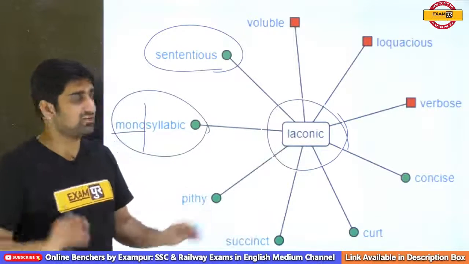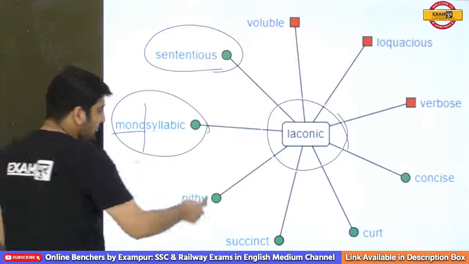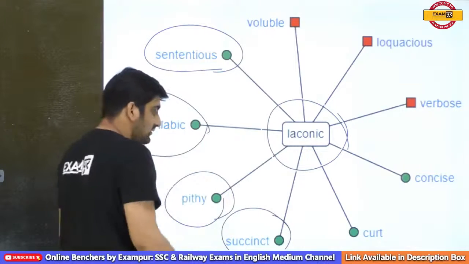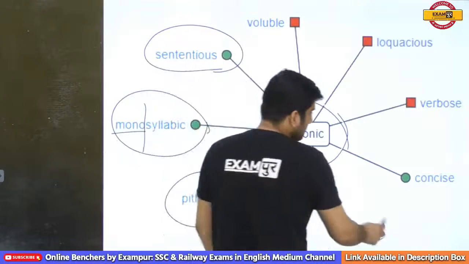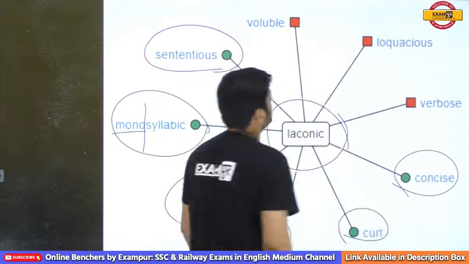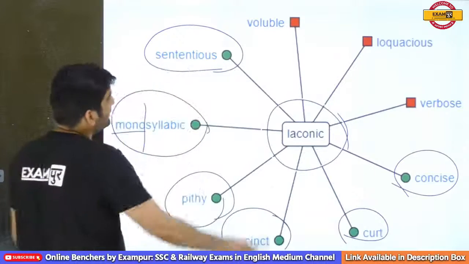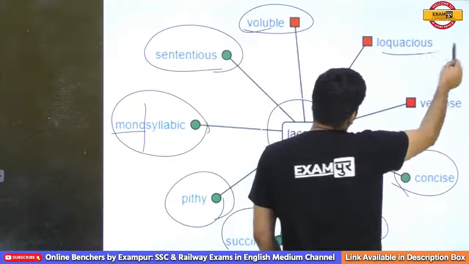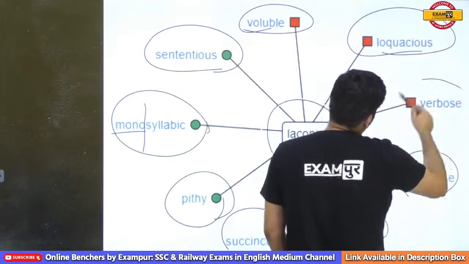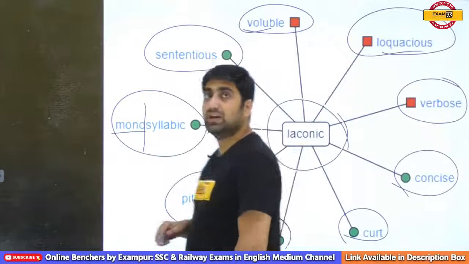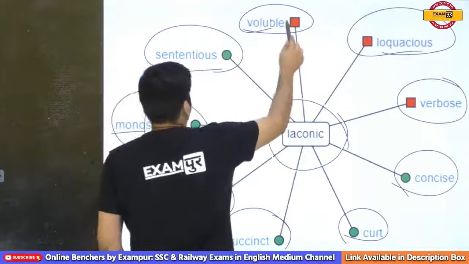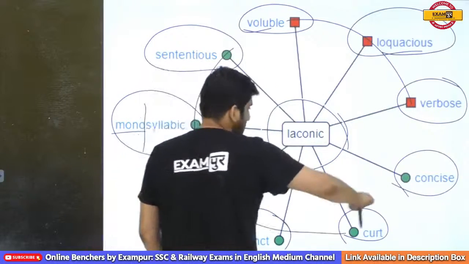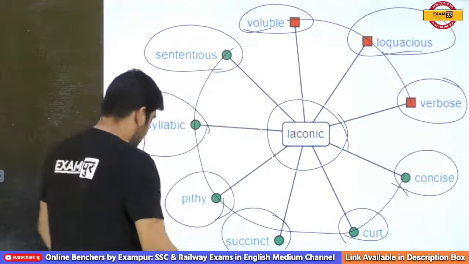Ha, na, that's it. Then pithy can be a word, succinct will be a word, curt or concise will be the synonyms of the same. Voluble means speaking in large amounts. Loquacious, who speaks a lot and is verbose, these will be the antonyms. You all know that words belonging to the red buttons are antonyms and the green buttons are synonyms.